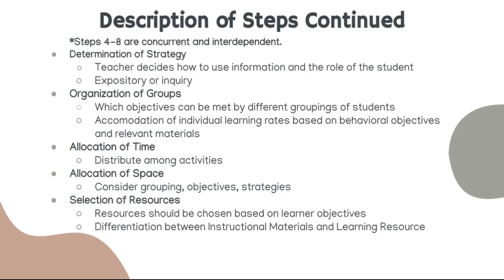Allocation of time and space should be considered when deciding on grouping strategies and objectives. If the instructor is considering group work, is there enough physical space in the room? If the instructor implements an inquiry-based strategy, will there be enough instructional time for students to ask, answer, and present their findings to independent questions? These are all factors that teachers should consider when allocating time and space.